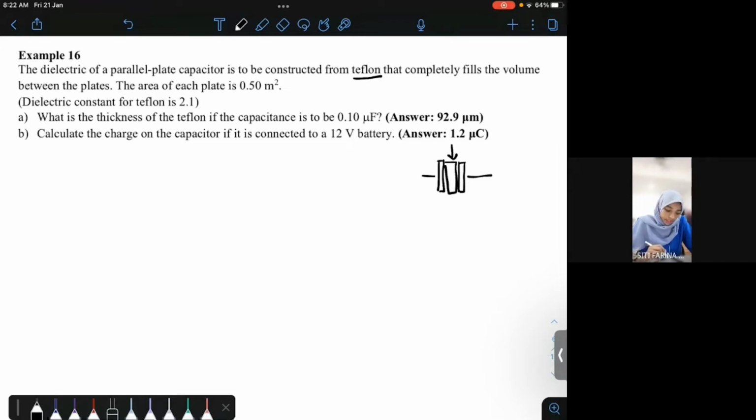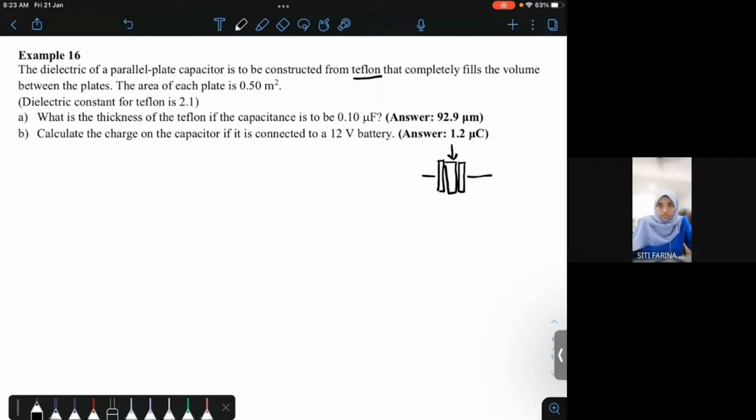Alright. The area of each plate is 0.5 meter square. Dielectric constant for Teflon is 2.1. So dia bagi area dan juga dia bagi dielectric constant dekat sini untuk material yang kita pilih iaitu Teflon. The question asked to find what is the thickness of the Teflon if the capacitance is to be 0.1 microfarad.